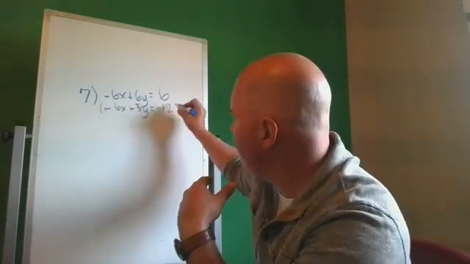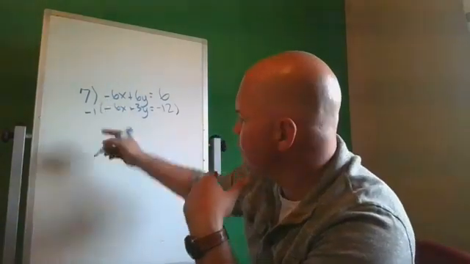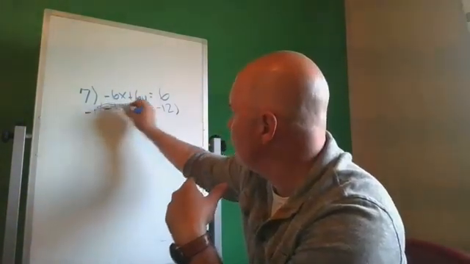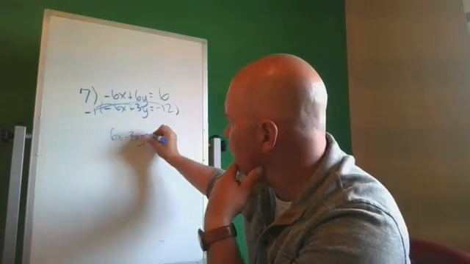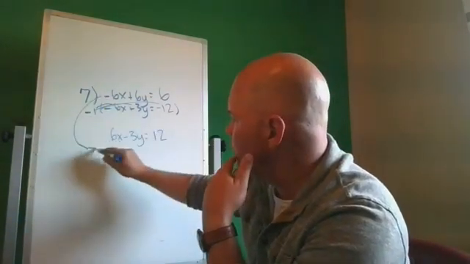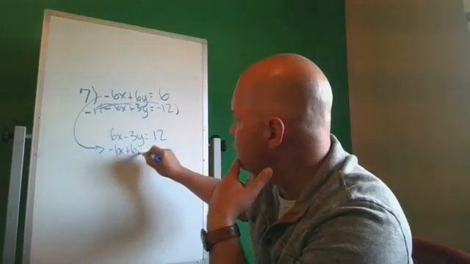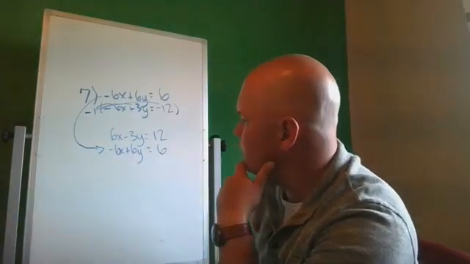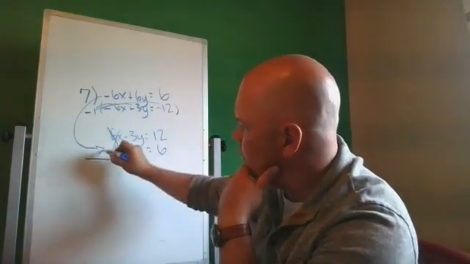So I'm just going to take my bottom equation, multiply everything by -1 to make it its opposite. So when all that comes in, I'm going to have 6x minus 3y equals 12. I'm going to pull my top equation back down. -6x plus 6y equals 6. Those eliminate, so I'm done with step 1.